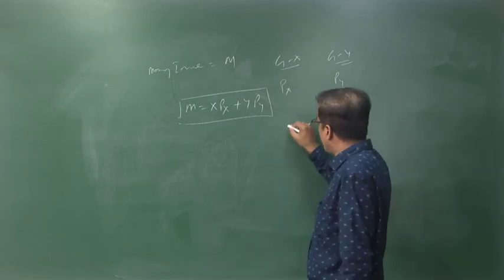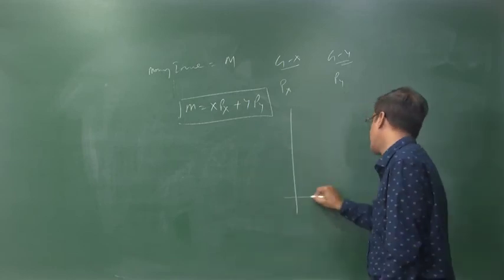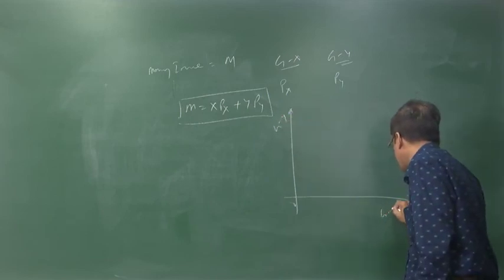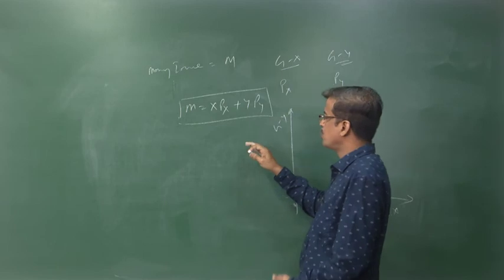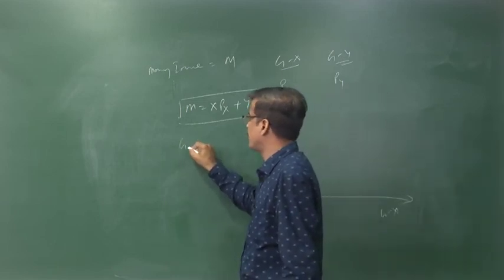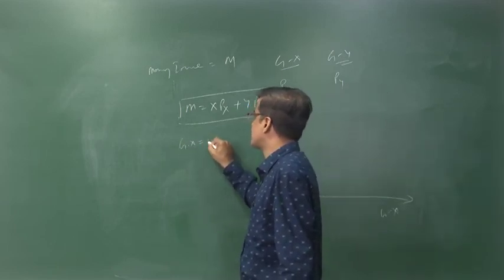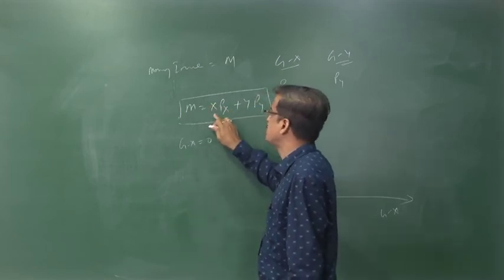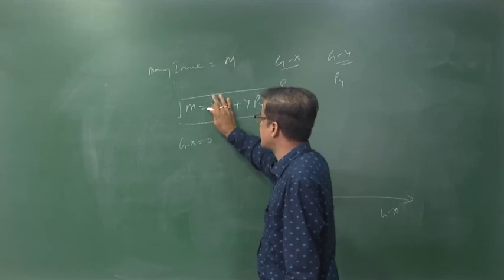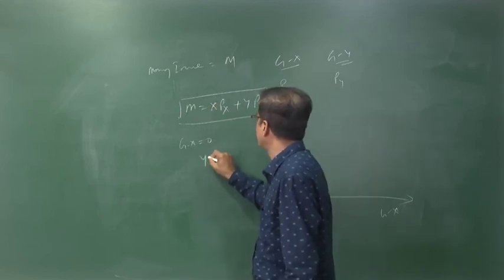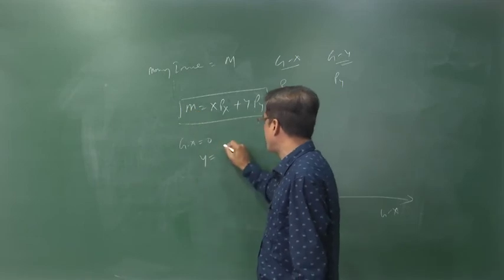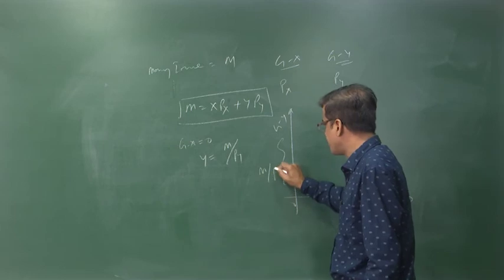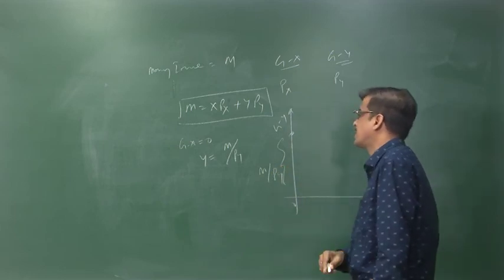Now, how will we trace it? In order to trace the price line, let us say this is good Y and this is good X. Suppose the consumer consumes 0 units of good X, good X becomes 0. If X is 0, this term vanishes, then how much Y will be consumed? Now Y equals M by PY. So this point is M by PY, let us assume.